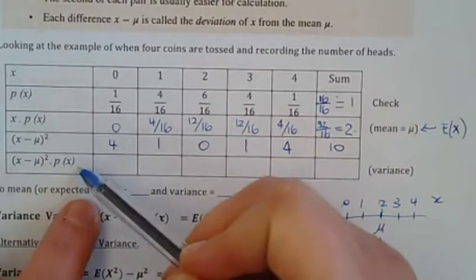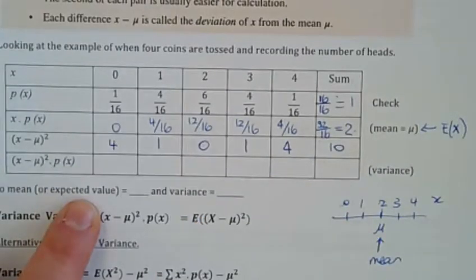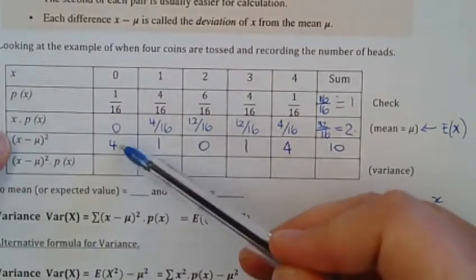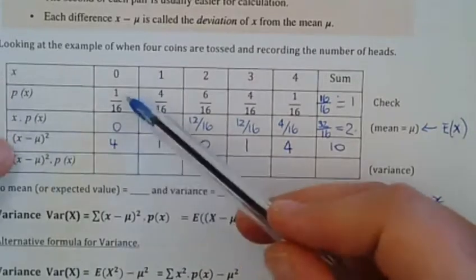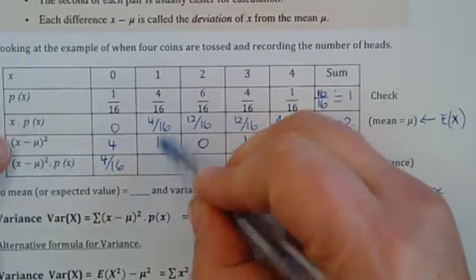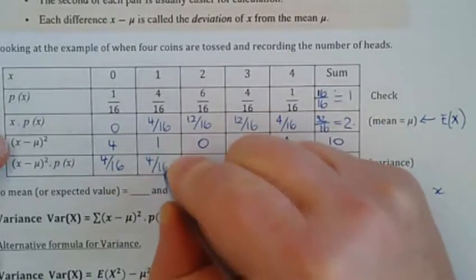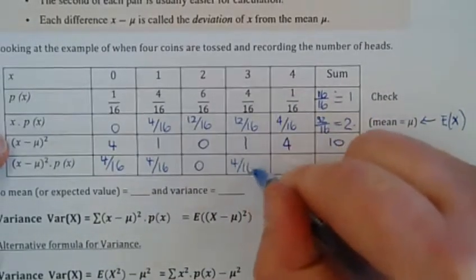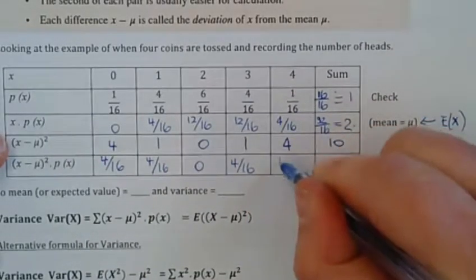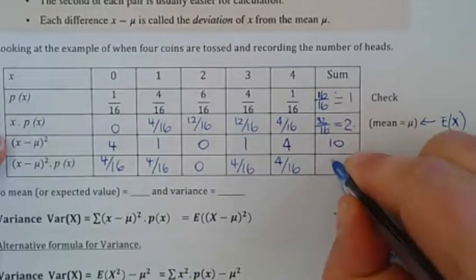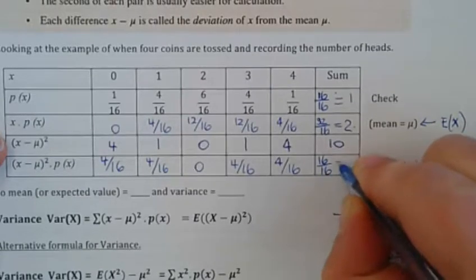Now, once you multiply it by the probability of x, it then becomes an expected value. Okay? So this result times the probability. So what's 4 times 1 on 16? 4 on 16. What's 1 times 4 on 16? 4 on 16. 0 times that is 0. 1 times 4 on 16. And 4 times 1 on 16. And you add them all up, and I'm getting 16 on 16, which is 1.